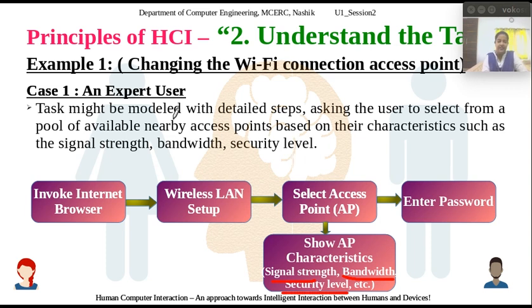So here we have seen the task of changing the Wi-Fi connection access point, and an expert user will get into more details in that particular task. What will the expert user do? They will open the browser and search for the list of access points. Being a technical user, for example a network administrator or network engineer, they know the meanings of these things: the importance of signal strength, what exactly the bandwidth means, what kind of security levels. Depending on these, lastly the user will enter the password. This is for the expert user.